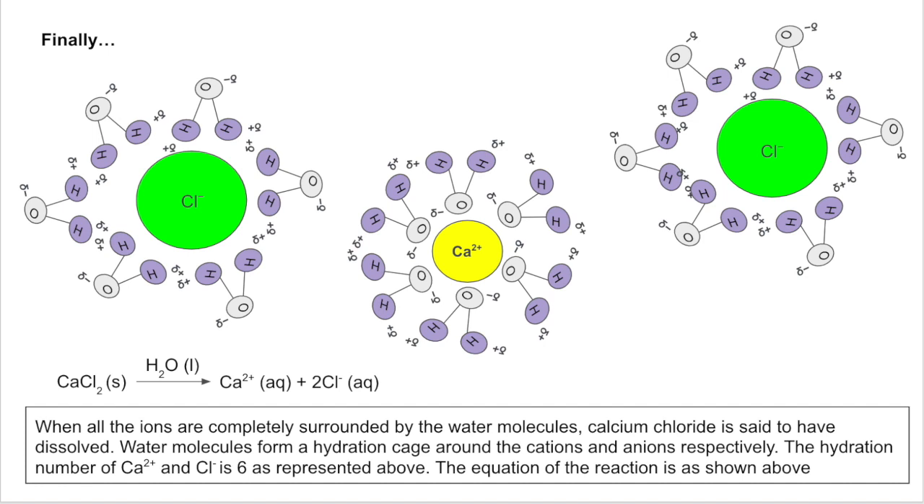Water molecules form a hydration cage around the cations and anions respectively. The hydration number of Ca2+ and Cl- is 6 as represented above. The equation of the reaction is as shown above.